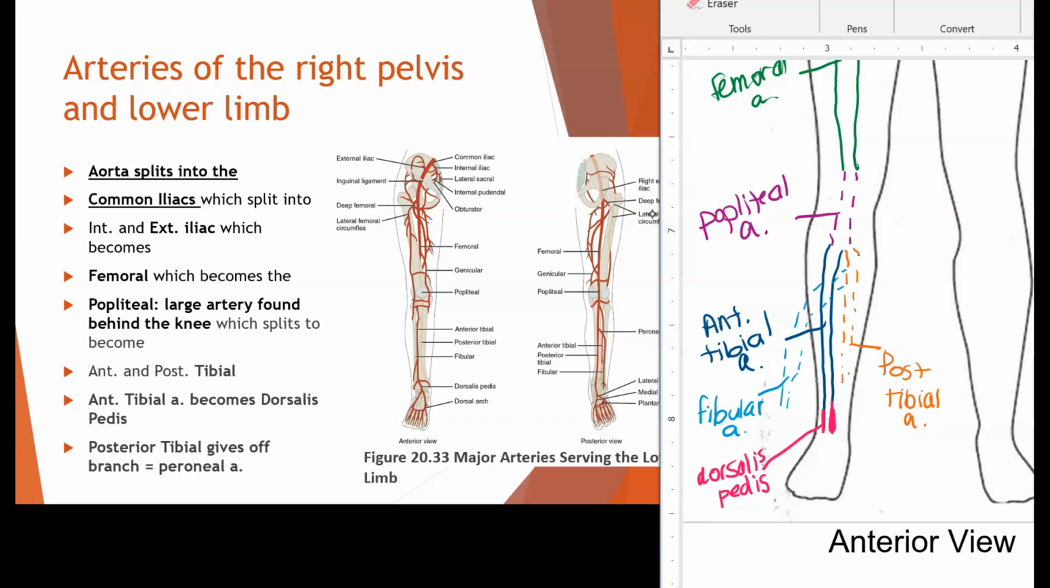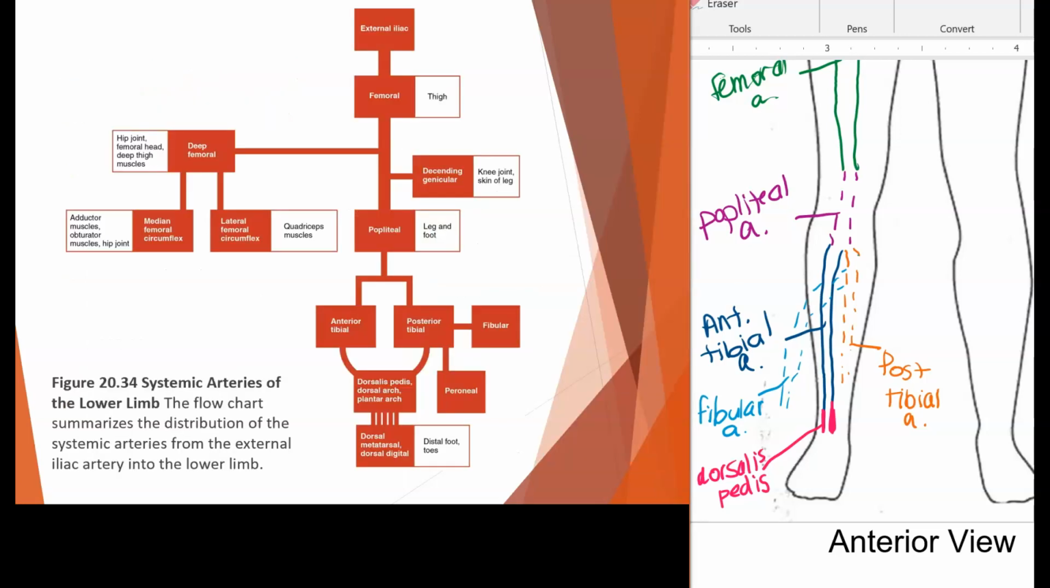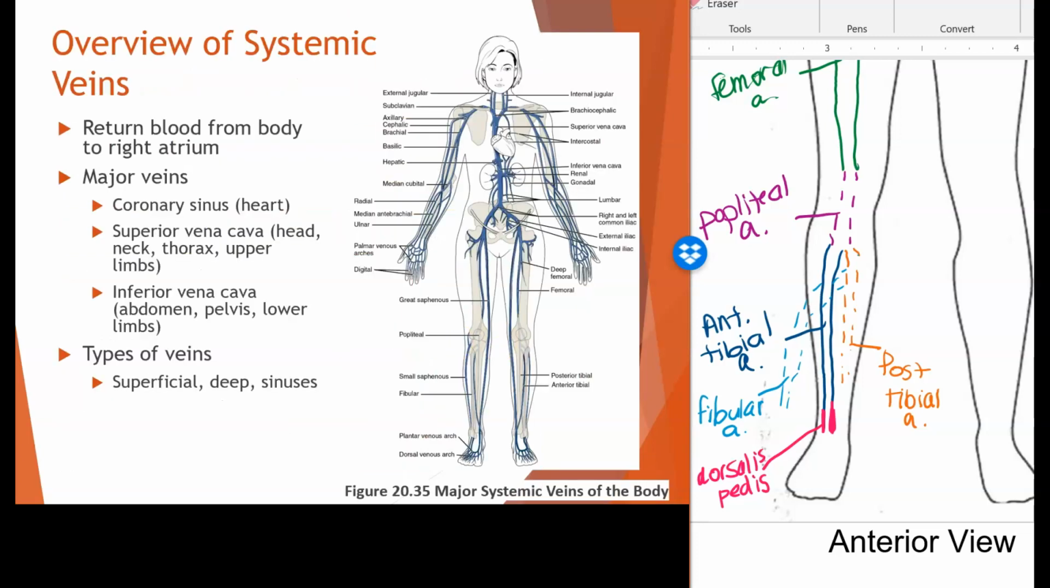By the way, fibular artery is also called peroneal artery. Those terms are interchangeable. And here's a nice little figure on that. Now we're going to go into veins.